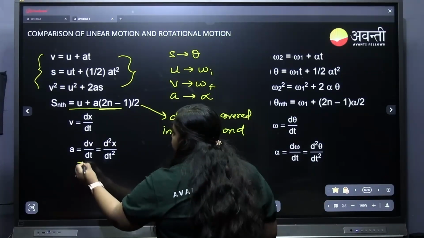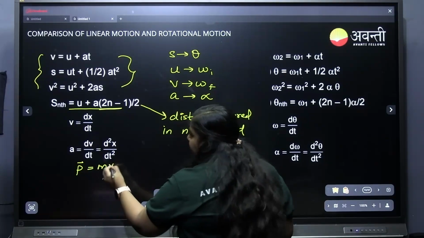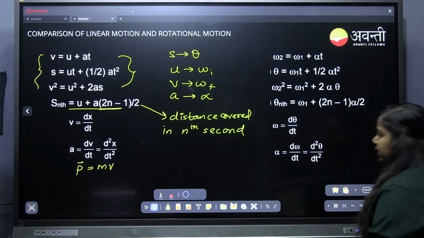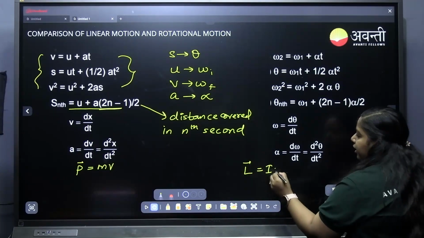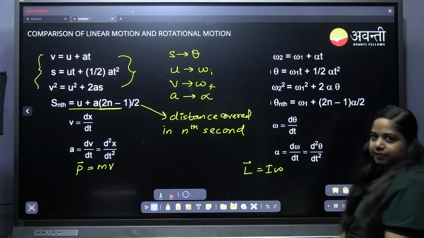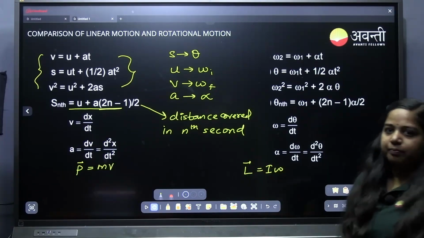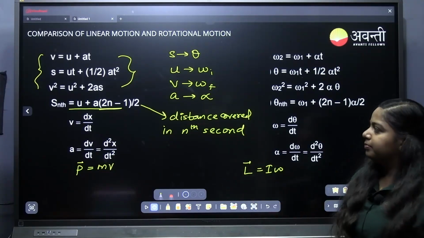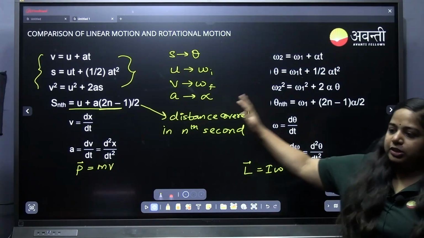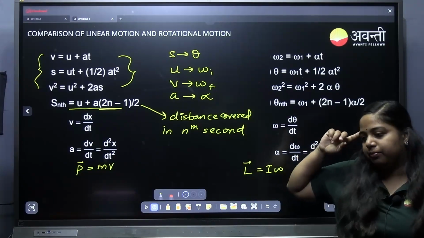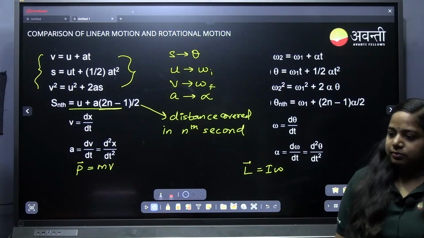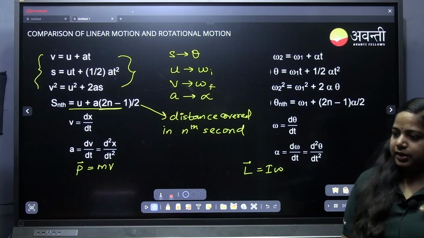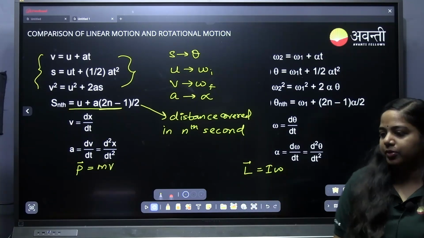Linear momentum P equal to mv, mass into velocity. When you come to angular momentum L, it will become I omega. This we will see further in the class. Okay, these topics. If you understood these two comparisons, then we will move to the next one. Can we? If you understood this, please give okay, thumbs up.